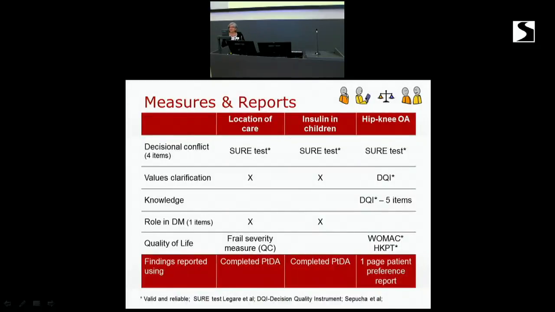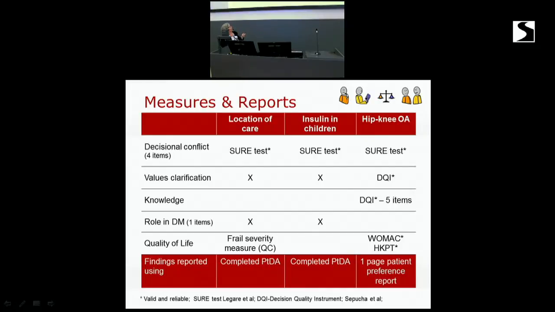The other piece in terms of measures and reports is that we use the SURE test, the four-item SURE test, in all of our studies, as a way of measuring in clinical practice how well have we done in terms of helping engage the patient in understanding their options. If we can, we add a values clarification exercise. In these two studies, it was part of the decision aid.